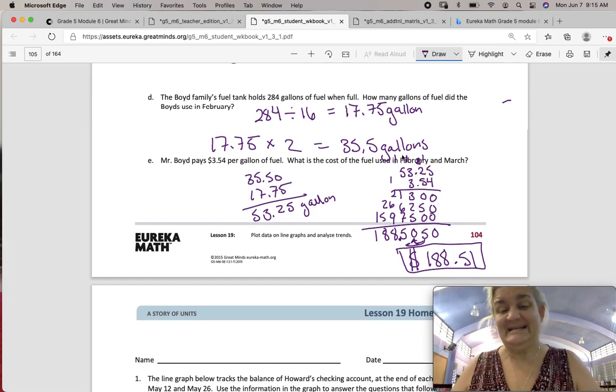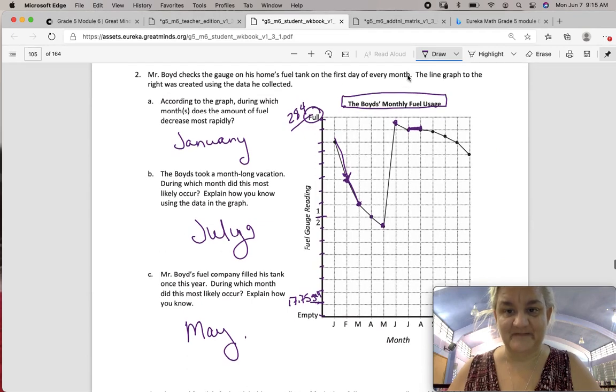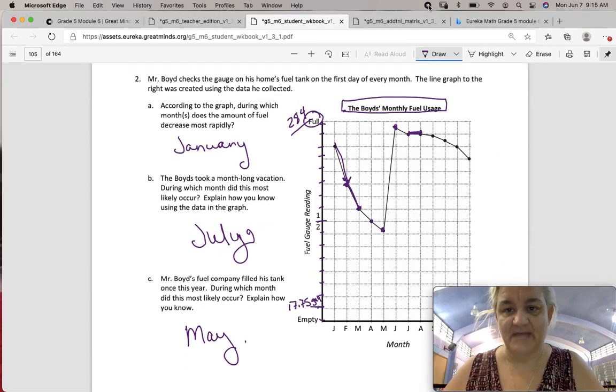Okay, that was multiplying decimals, which we haven't done in a little while, so I hope you remembered how. Be very, very careful with this, and have a great day.